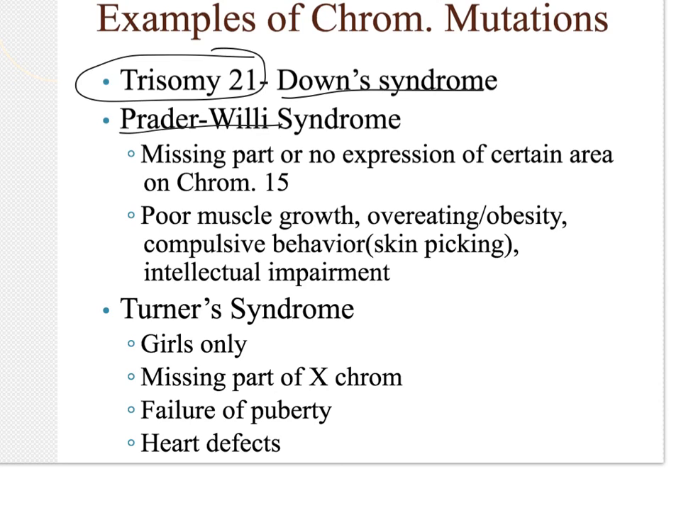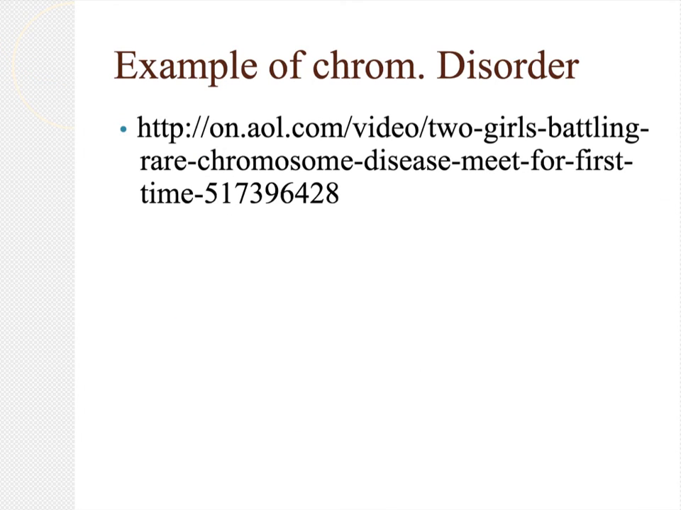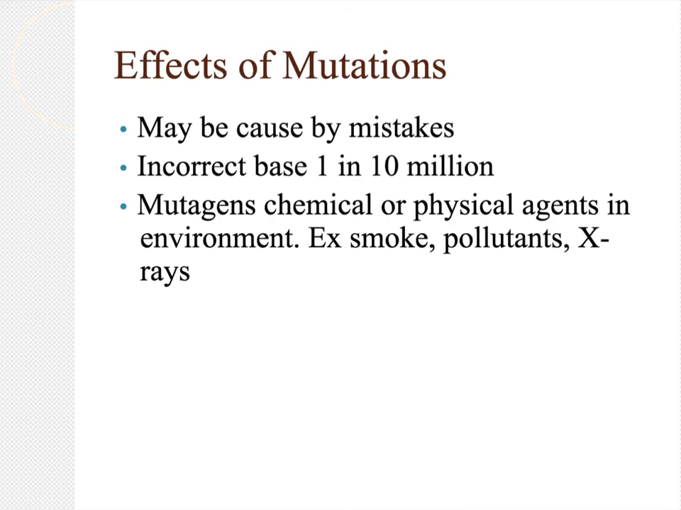Prader-Willi syndrome, you have chromosome 15 is missing an entire area to it, and you have poor muscle growth, can end up with obesity, lots of compulsive behaviors to it. Turner syndrome, you're missing a part of the X chromosome, so only girls are going to have this. Means that there's going to be a failure of puberty, and usually there's heart defects. These are just a few of the many examples of chromosomal mutations. There is a lot of information available on the internet if you're looking to learn more about any particular chromosomal disorder.